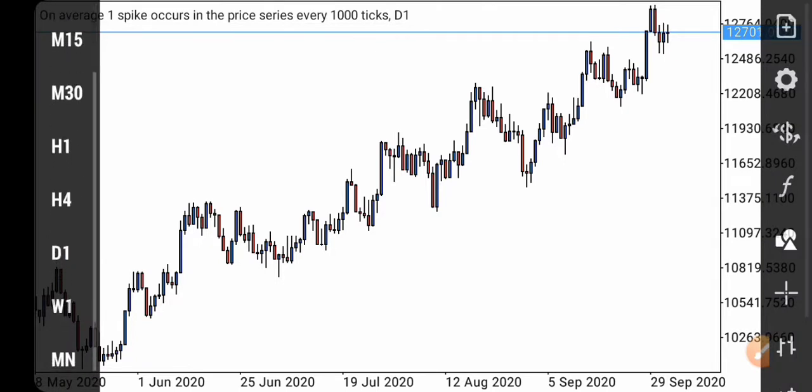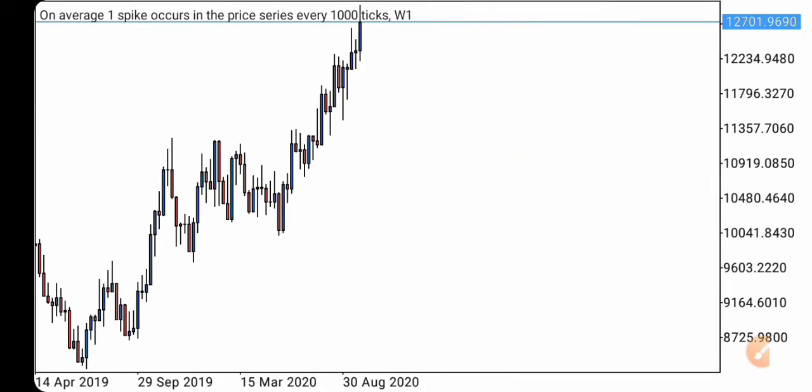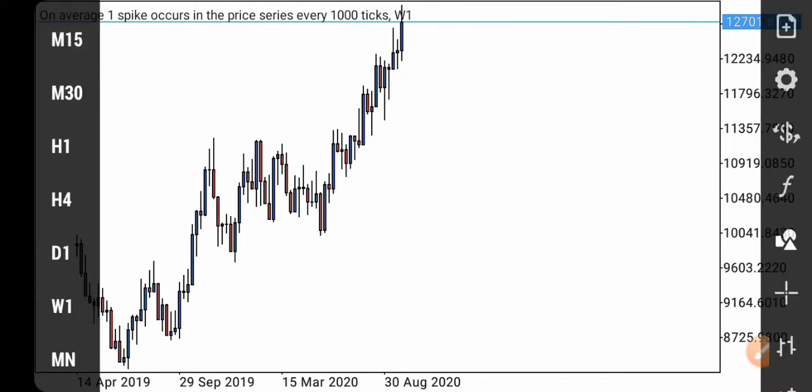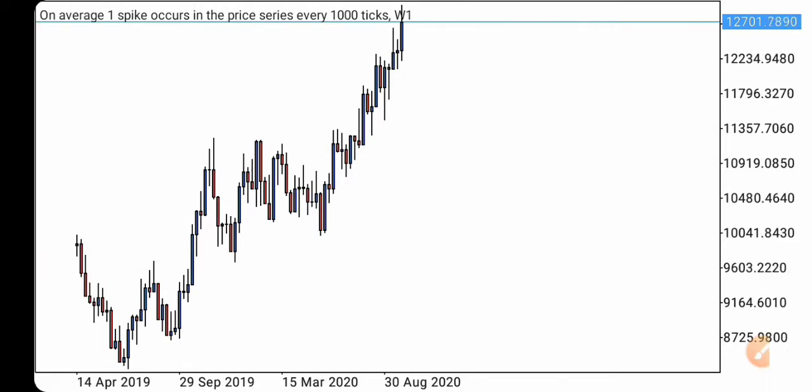First of all, you move to the weekly time frame. When you open your chart, the first thing you need to look out for is the market direction. So we move to the weekly time frame, that's if you're trading binary. But if you're trading currency pairs, you move to monthly. Start from the monthly time frame.